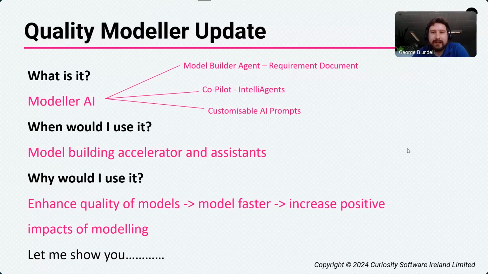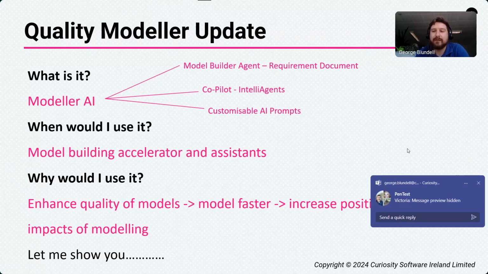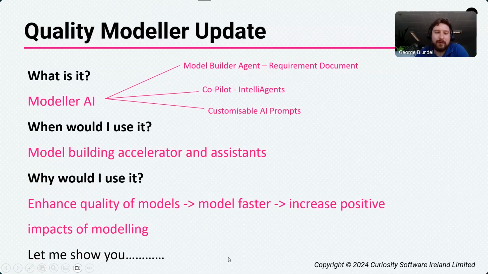Now onto the why. Everything that we're doing with AI is to help improve and increase the positive impacts of modeling. So we're helping you model faster and improve the quality of the models being built, so that all of the different assets generated by your models, whether they be user stories, test cases, or automation scripts, are better as a result.